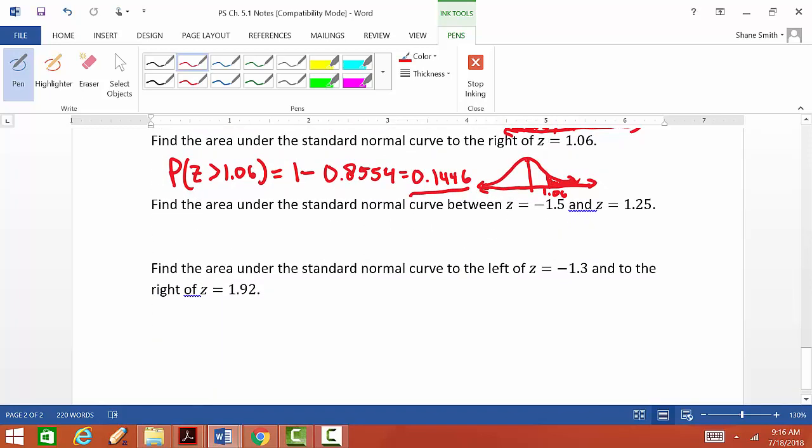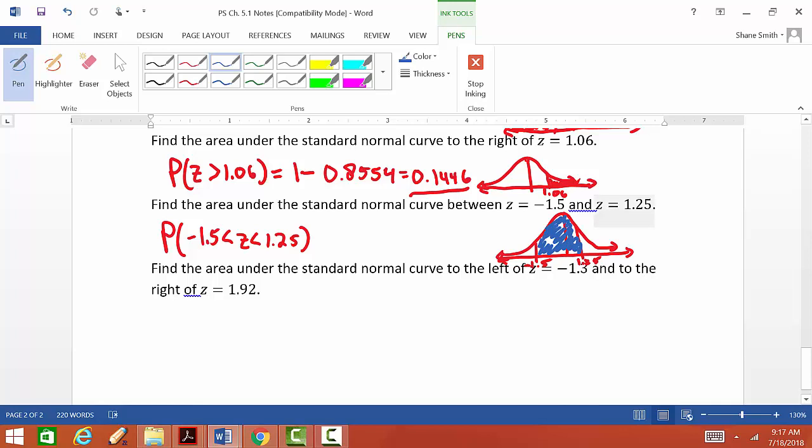What if I have two z-scores, though? What if I want to find an area that's in between? So I want to find the probability that z is between negative 1.5 and 1.25. So that's this area, which I'm going to color in blue. Okay, so I want to find the area in between two z-scores.